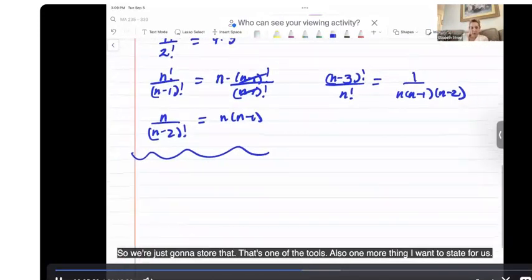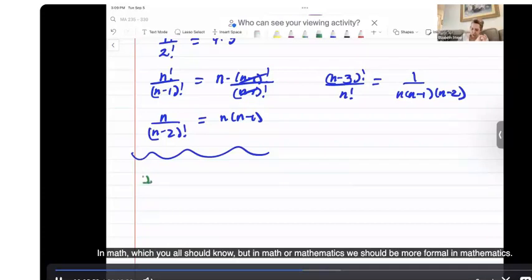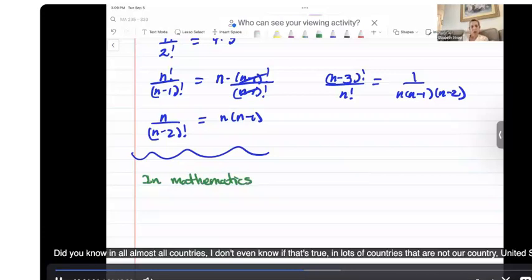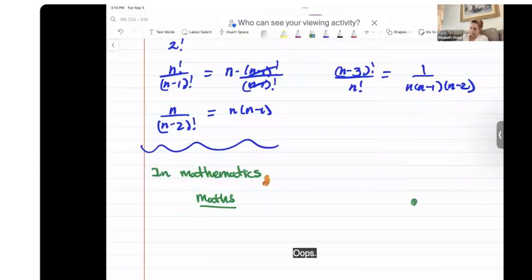So we're going to need factorial in our counting. We're just going to store that. That's one of the tools. Also, one more thing I want to state for us in math, which you all should know, but in mathematics, we should be more formal. In mathematics, did you know in almost all countries, oops.